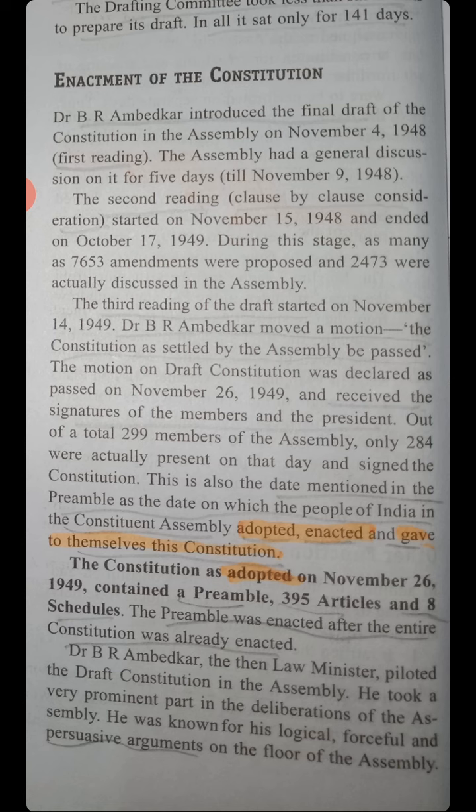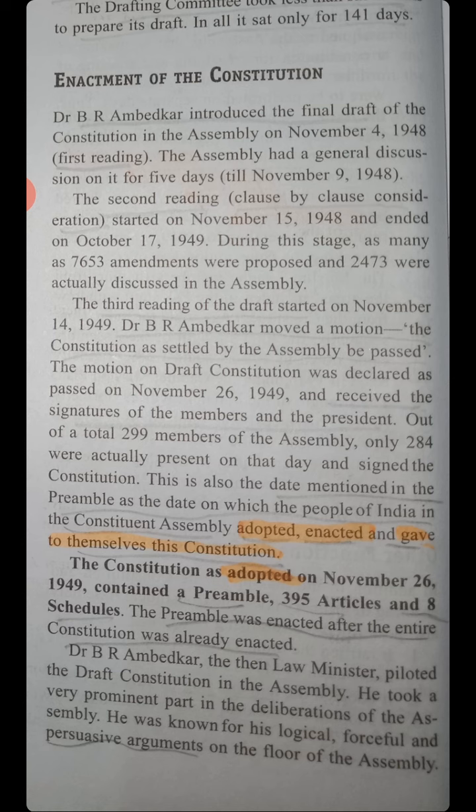The third reading of the draft started on November 14, 1949. Dr. B.R. Ambedkar moved a motion: the Constitution, as settled by the Assembly, be passed. The motion on the draft Constitution was declared as passed on November 26, 1949 and received the signature of the members and the President. Out of a total of 299 members of the Assembly, only 284 were actually present on that day and signed the Constitution. This is also the date mentioned in the preamble as the date on which the people of India in Constituent Assembly adopted, enacted and gave to themselves this Constitution.